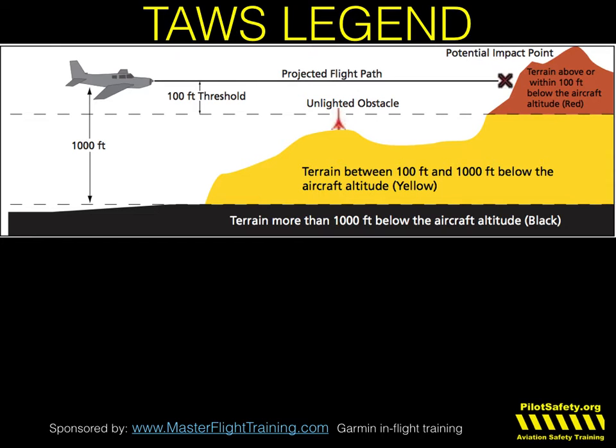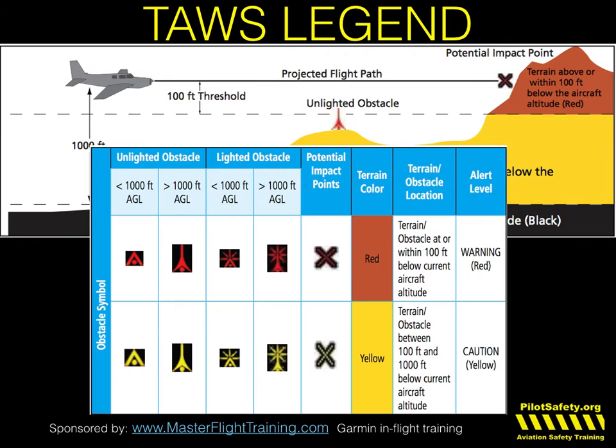You could be 101 feet above terrain and see yellow. You're not safe 101 feet above mountainous terrain. Mountain downdrafts are very real, and they're much stronger than non-trained pilots realize. We'll talk about it in a minute. But here's the obstacle legend.